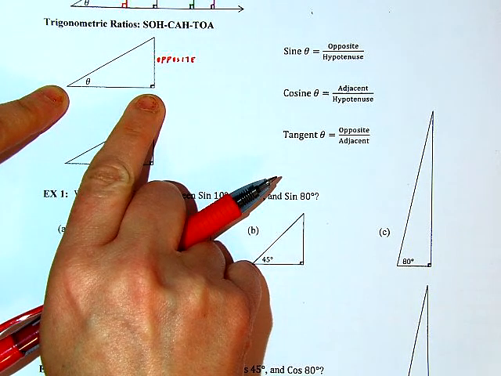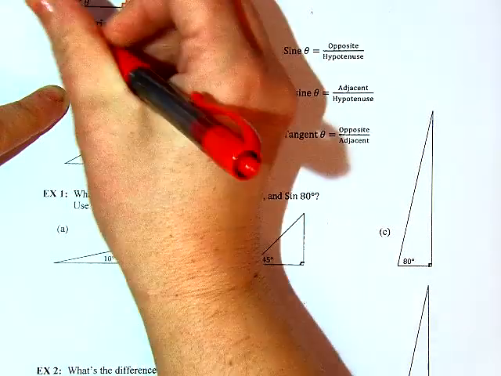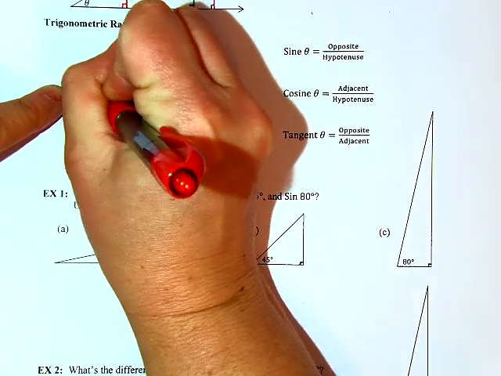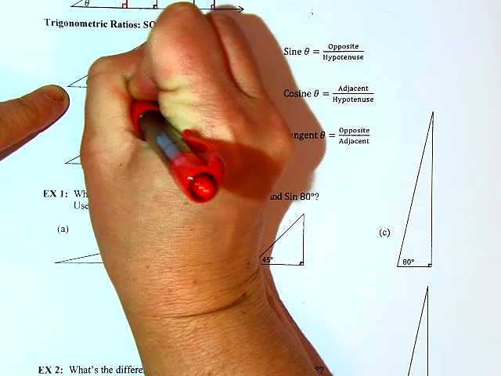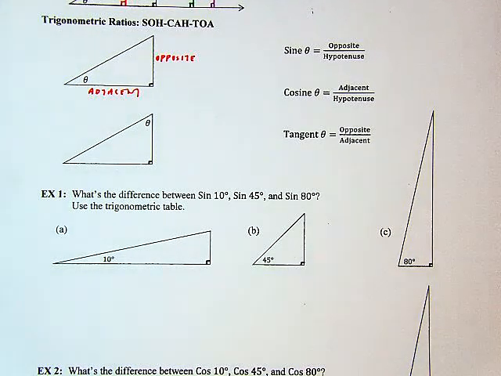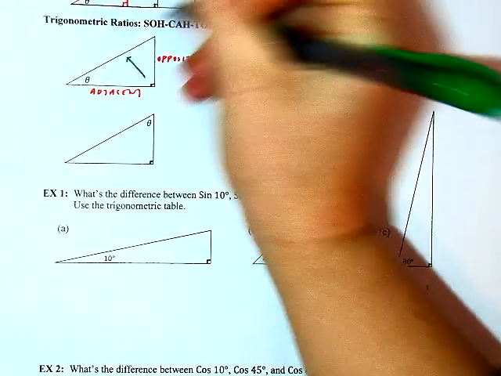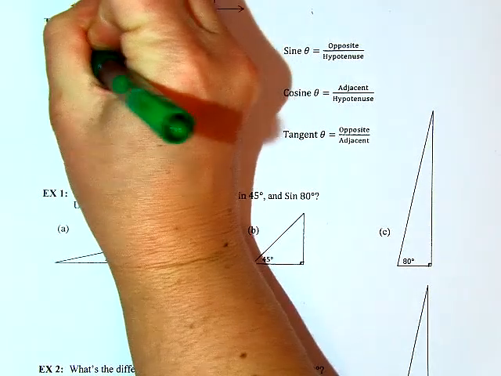It's always a leg. Your legs are always the perpendicular sides. So here is the adjacent side, or the adjacent leg. And then the hypotenuse is always the hypotenuse, right? So the hypotenuse is always opposite the right angle. It's always the longest side of any right triangle. So here is the hypotenuse.